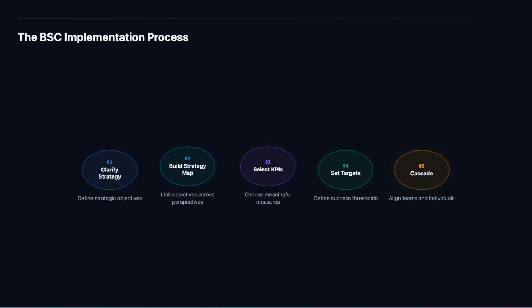The strategy map shows cause and effect relationships between objectives across all four perspectives. We select key performance indicators that accurately reflect progress toward each strategic objective. Targets give each KPI a clear benchmark that tells us whether we are on track or falling behind. Cascading the scorecard ensures every team and individual understands how their work contributes to strategy.